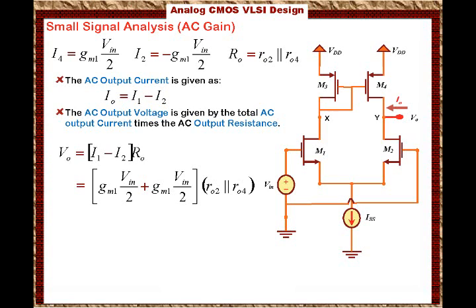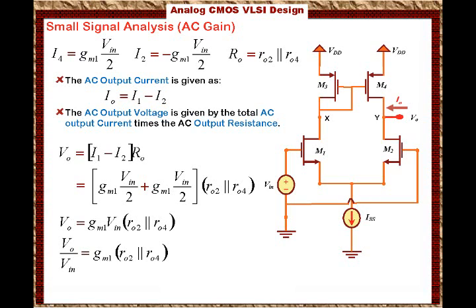Now we can say that V out will equal GM1 times Vn times the parallel resistance RO2 in parallel with RO4, and the AC gain, which is V out over Vn, is given as GM1 times the output resistance, which is RO2 in parallel with RO4. So now we have defined the AC gain intuitively.